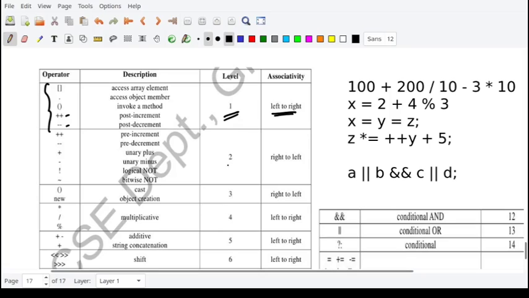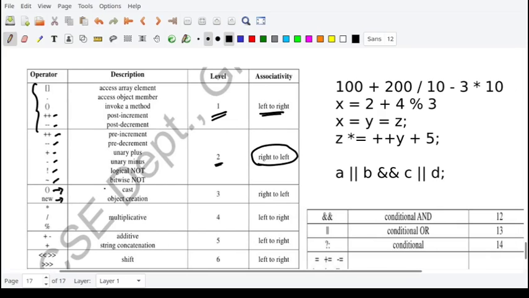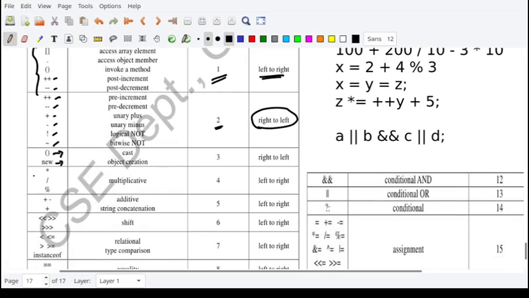Then next level of precedence is for pre-increment, pre-decrement, unary plus, unary minus, logical not, and bitwise not. Okay, so this is the next level of precedence. They are evaluated from right to left. Then this bracket indicates typecasting and new indicates object creation in case of C++. Fourth level of precedence is for star, division and percentage. They have the same precedence. They are evaluated from left to right.